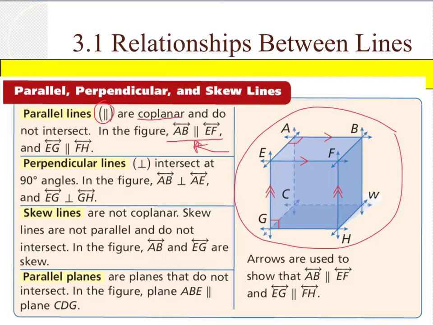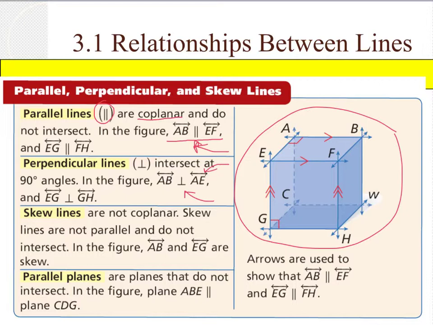Perpendicular lines intersect at a 90-degree angle. It doesn't matter where they are. If they meet at a 90-degree angle, they are perpendicular. And you will notice this upside down T, that is how you label two perpendicular lines. You just put the upside down T in between them and make sure you label your lines correctly as well.